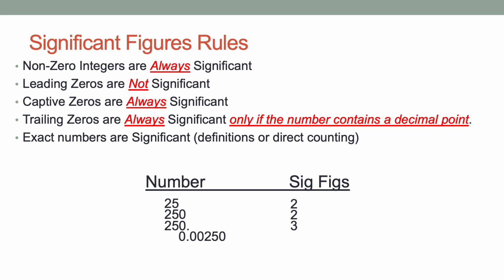And again, you'll notice a 0 at the end of the number, a trailing 0. That number is significant if there's a decimal place. And of course, here in this number, there is a decimal place. So there are three significant figures.